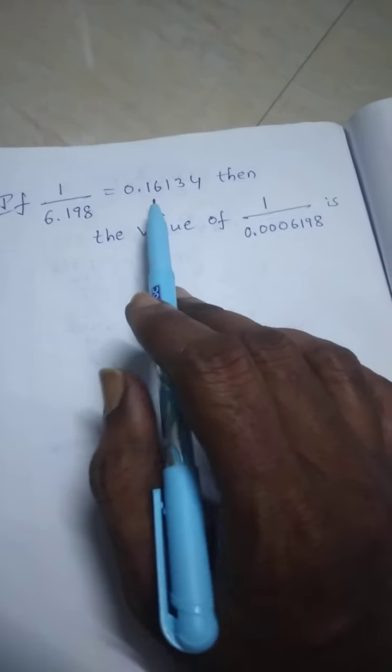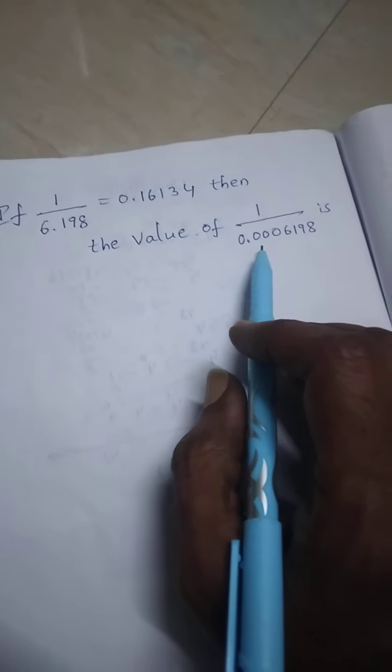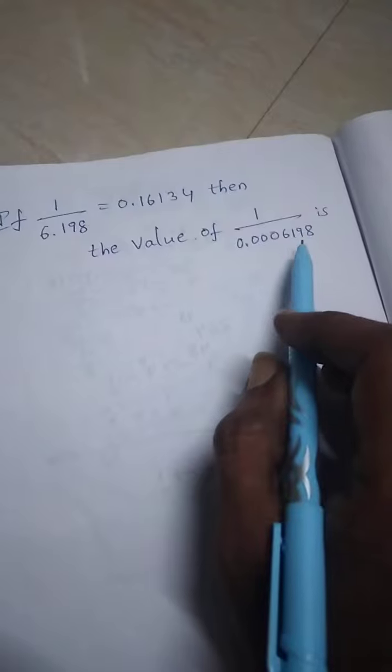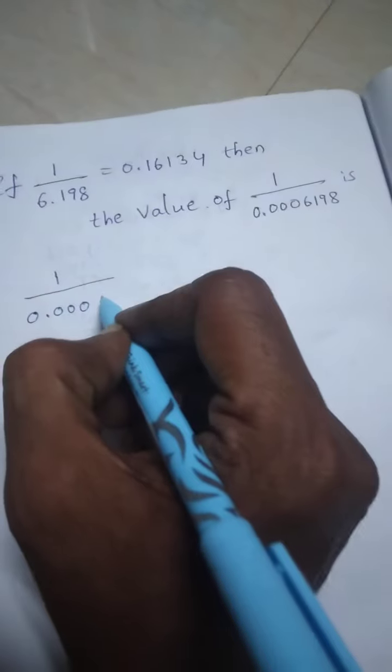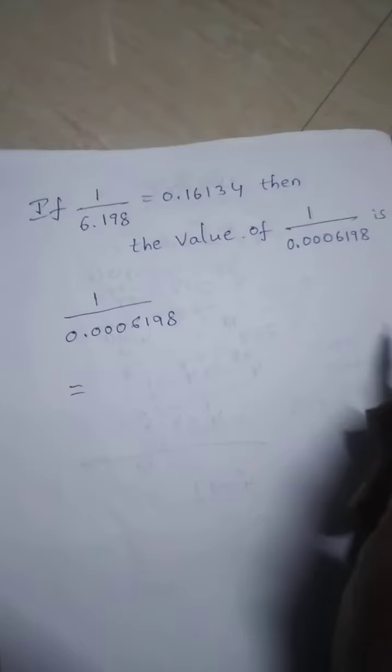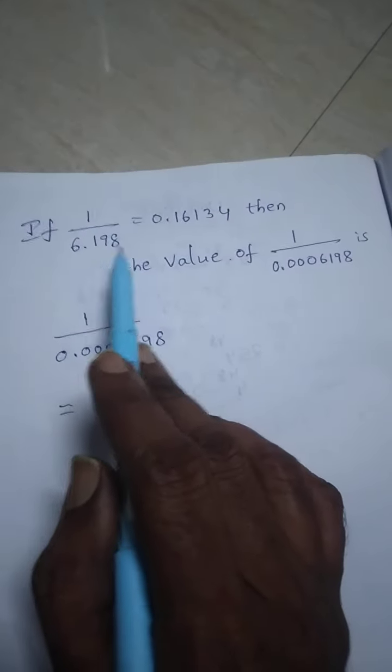Today's problem is: if 1 by 6.198 is equal to 0.16134, then what is the value of 1 by 0.0006198? Actually here, if you take 1 by 0.0006198 is equal to, here we know the value of 1 by 6.198.